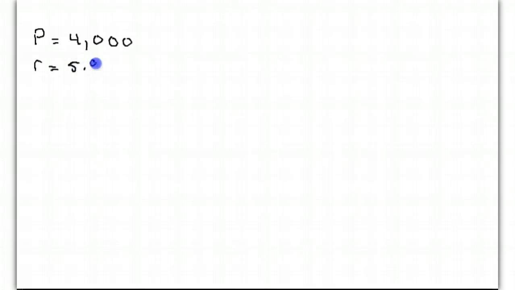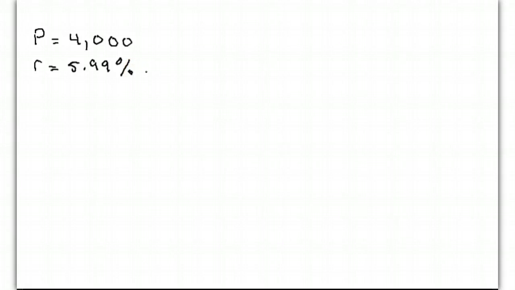So let's go through a real life example. Let's say that we're trying to purchase a Mustang, and the seller tells us that the principal for the Mustang is $4,000. And he tells us that the Mustang is at a rate of 5.99%. And that's an annual interest rate.